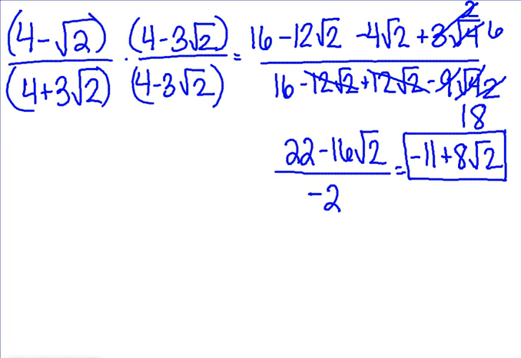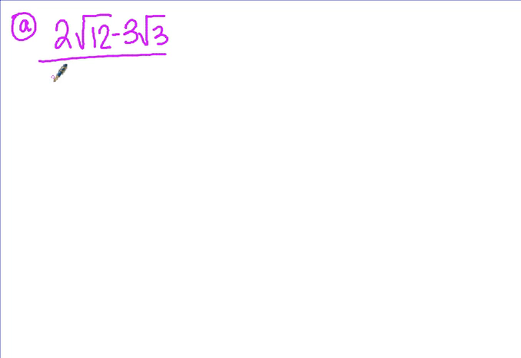These last two examples I want you to go ahead and work out on your own in your notes. We'll come back and check them in class. The first one, we have 2 root 12 minus 3 root 3 all over 2 root 3 minus 3 root 2.